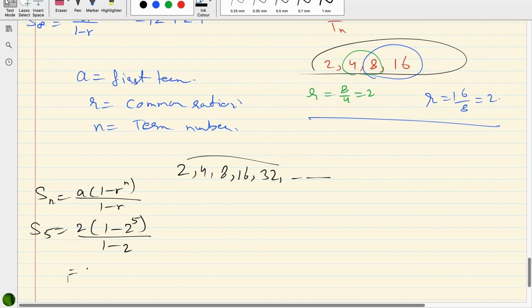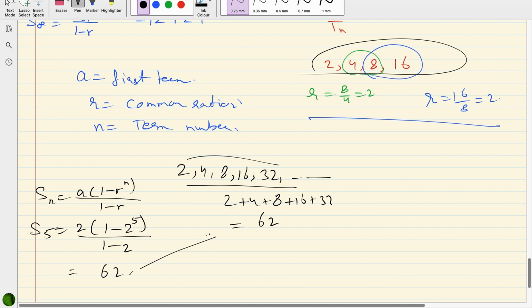So now we use the calculator and just plug those values in. 2 into 1 minus 2 raised to the power 5, and in the denominator we have 1 minus 2, and I'm getting 62. And what do we get when we add these all? 2, 4, 8, 16 and 32, again 62. But we do need these formulas because we may have many of these terms.